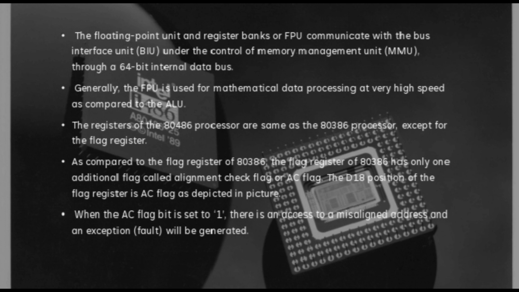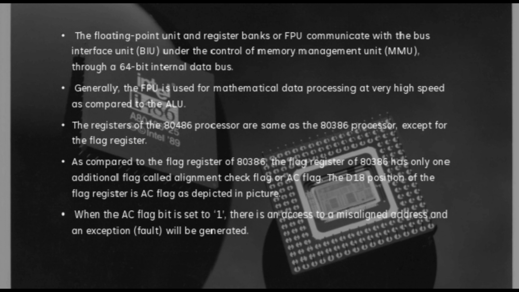Generally, the FPU is used for mathematical data processing at very high speed. The registers of the 80486 processor are the same as the 80386 processor except for the flag register. As compared to the flag register of 80386, the flag register of 80486 has only one additional flag called the alignment check flag or AC flag.